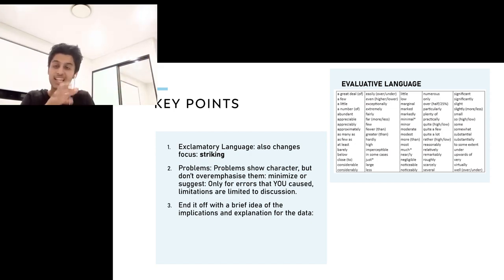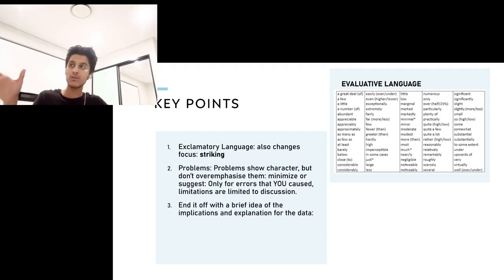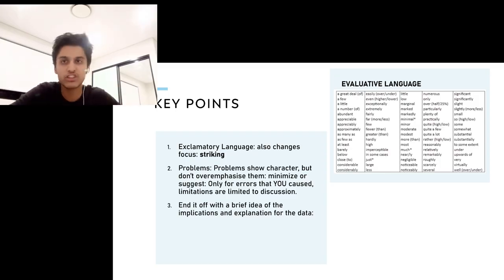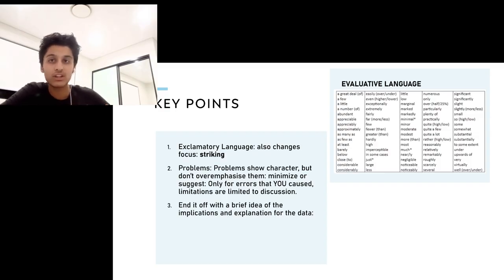And so exclamatory language should be used to emphasize what you're trying to say, emphasize the graphs. And another thing with exclamatory language: if you say striking change, the reader will look at the graph and they will find that striking change. Now, problems. You want to talk about problems in your results, because problems show character, but don't overemphasize them, because problems are something you talk about in your discussion. When you mention them, you want to show that it's not that big of a problem, or that you know what caused the problem and how it could be solved.